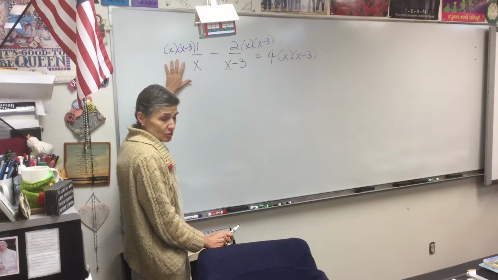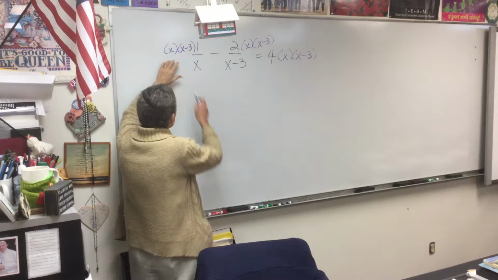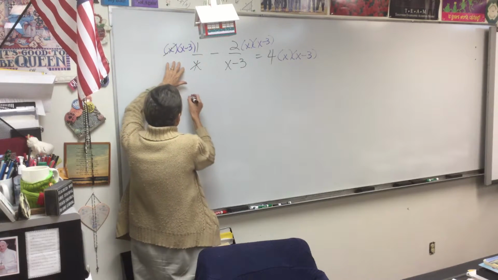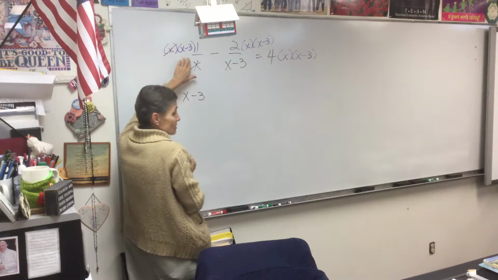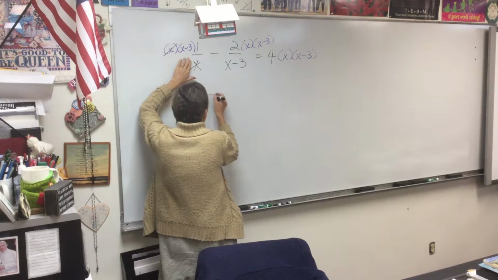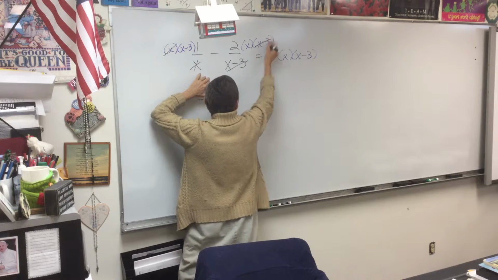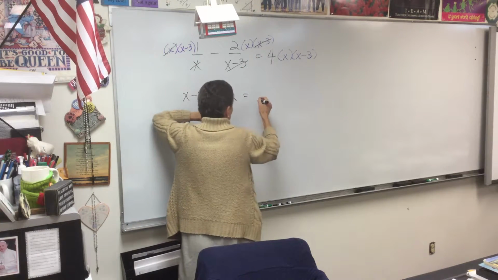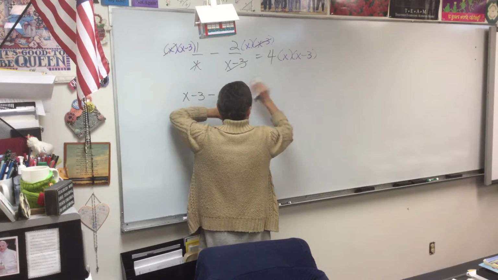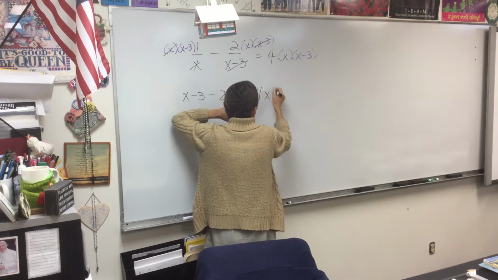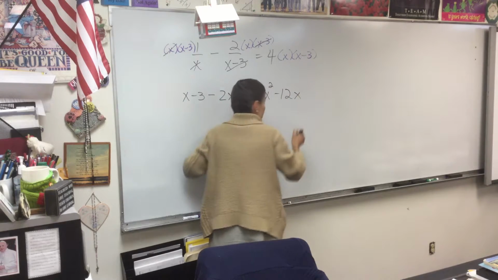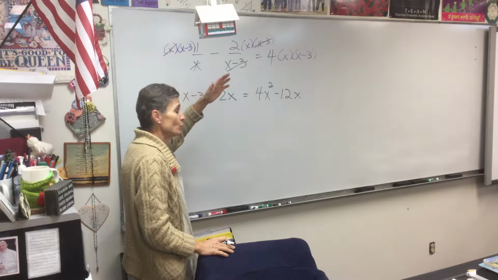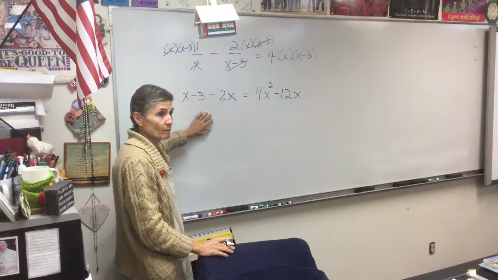Now, what good did that serve? Well, when you multiply this one, you're going to cancel those x's, right? And be left with just x minus 3. Minus, okay, now these are going to cancel, so I'm left with minus 2x equal to, nothing cancels there, so I just distribute it, 4x squared minus 12x. Now, with one easy move, I don't have any fractions anymore.